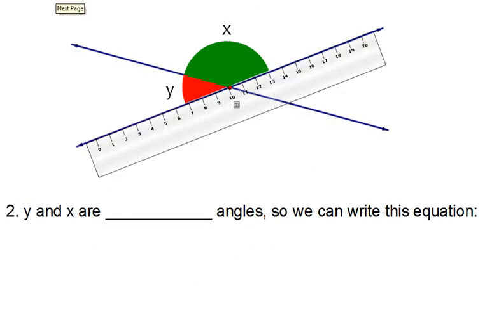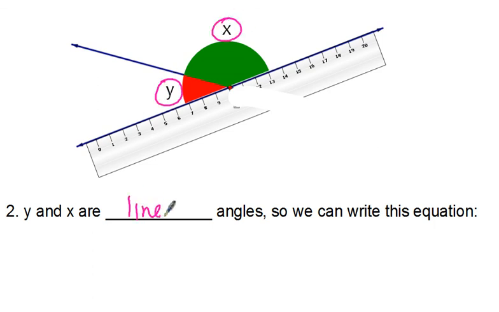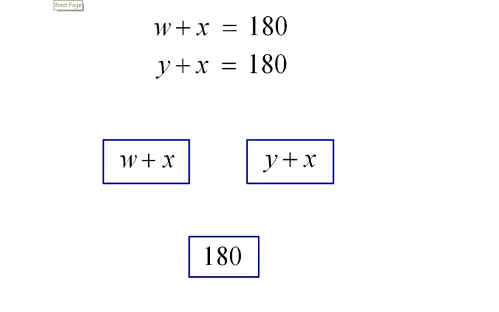Okay, let's call that observation 1. Observation 2. When we look at x and y together, we see that they make a straight line as well. We can ignore this other component. And so we can write that y and x are linear angles, also making a line. And so we can write an equation that's about them. y plus x is also 180 degrees. Okay? And let's now pull those two facts together. In step 1 we said this, in step 2 we said this. What can we learn from that?